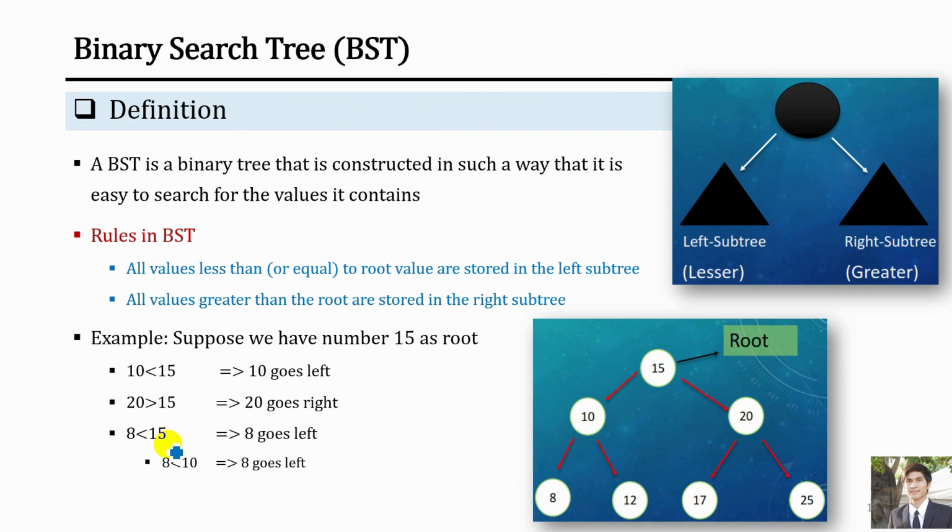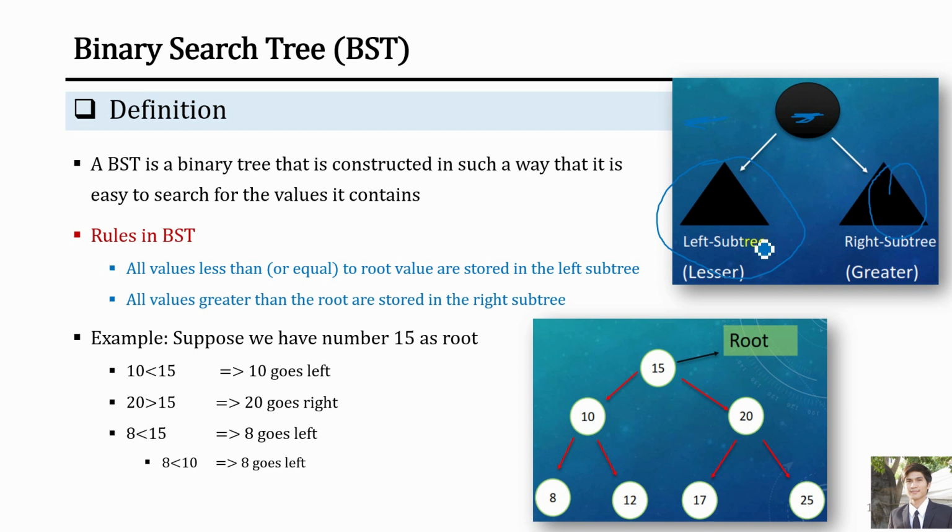A binary search tree, BST, is a binary tree that is constructed in such a way that it is easy to search for the values it contains. It's because a BST uses some rules. Lesser values are stored on the left side and greater values are stored on the right side. If you look at this picture, the left subtree is considered the lesser values. All of those values on the left must be less than the root value, while the right subtree contains values that are greater than the root.